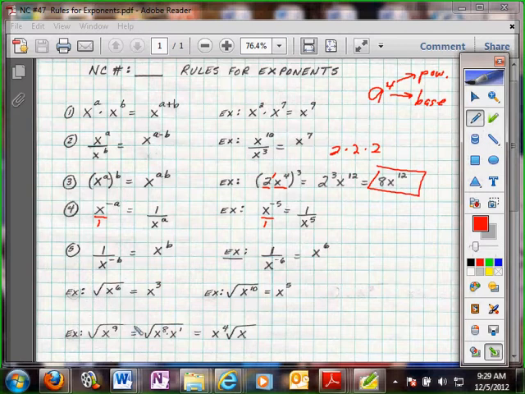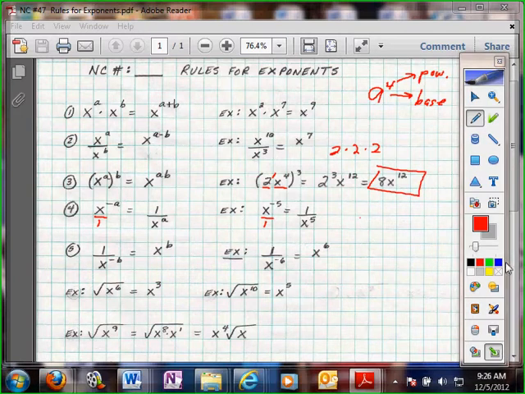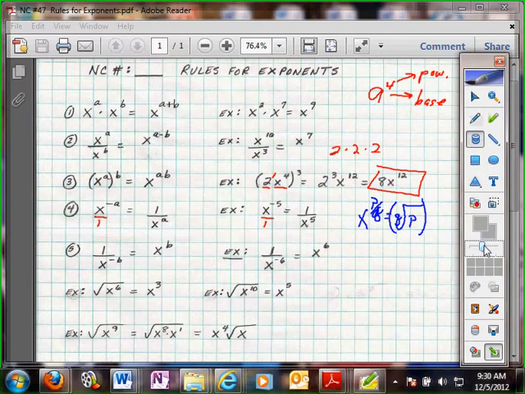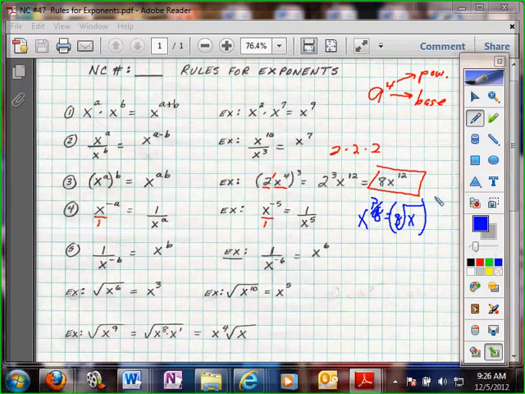Have a couple more examples here. These examples deal with something that we talked about in Algebra 2. If you have x to the power of p over q, this is equal to the q root of x, all in parentheses, to the power of p, which is also the same as the q root of x to the power of p.